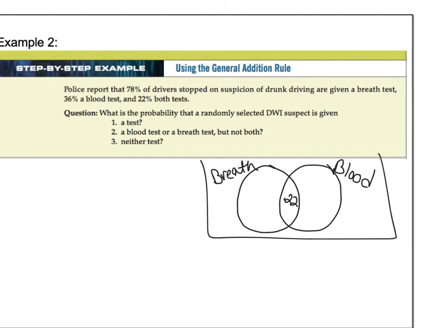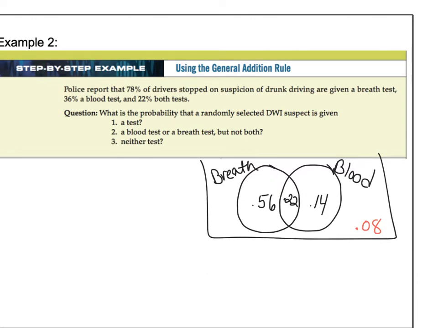What else am I given? 78% are given a breath test, so this whole circle needs to have a total of 0.78. So if I have 0.22 here, 0.78 minus 0.22 is 0.56 in this region. And 36% a blood test, so this whole circle needs to add to 0.36. So if this is 0.22, that remains 0.14 here. Altogether, this needs to add to 1. So if I see what's remaining, this all adds to 0.92. So that means 0.08 would be neither breath nor blood test.